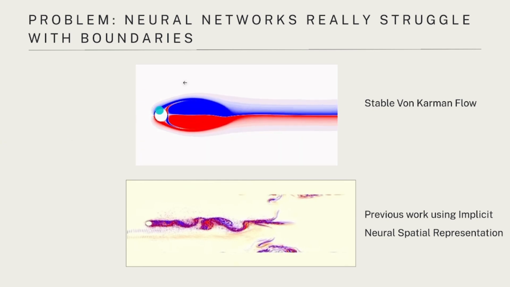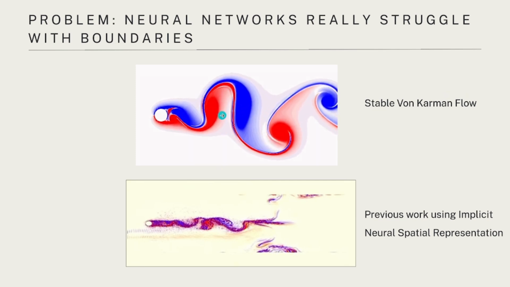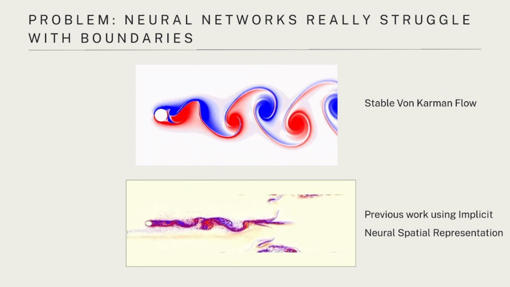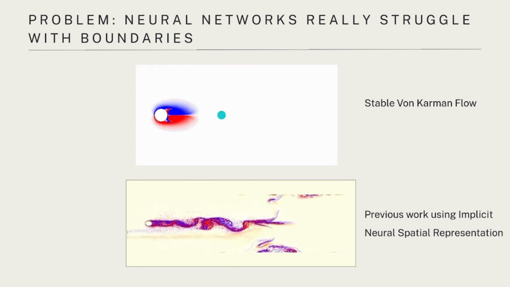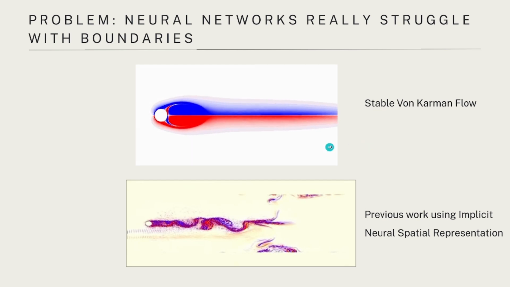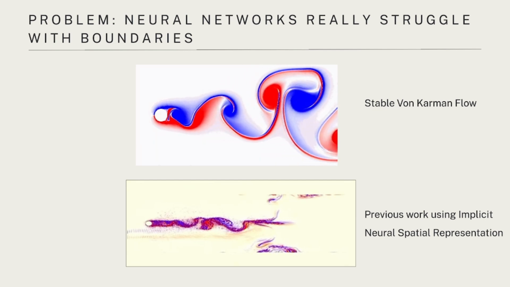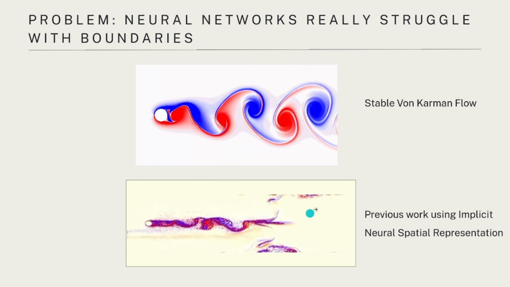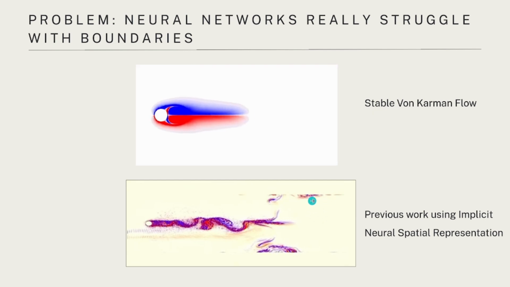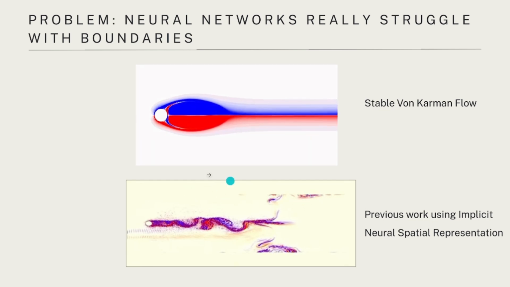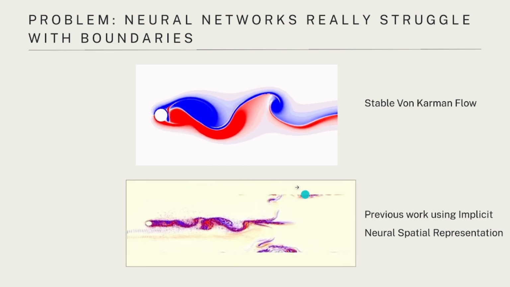Previous neural networks enforce this by adding penalties in the loss function, but this only encourages the network. It doesn't force it. So what happens? Basically, the pressure becomes inaccurate, velocity leaks into the object, and the simulation explodes. Vortex shedding disappears, and artifacts can be present at the boundaries.